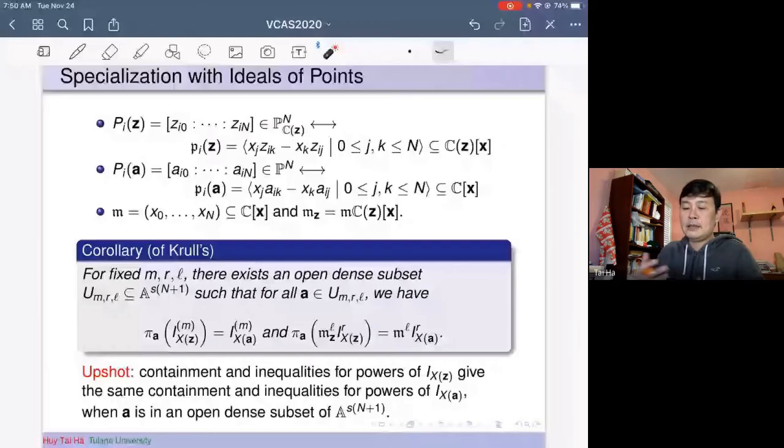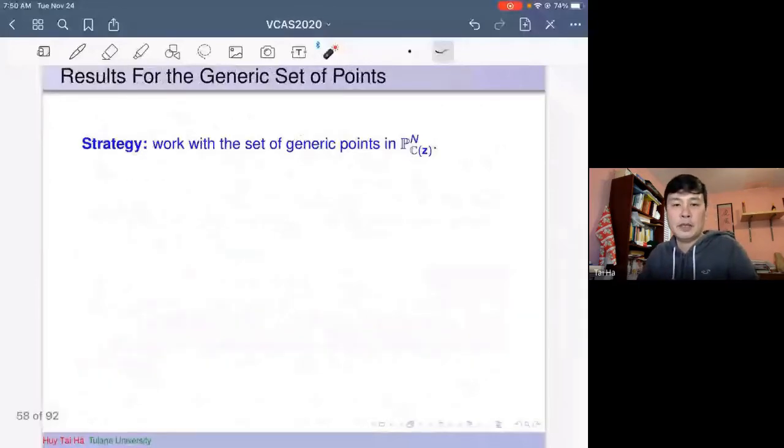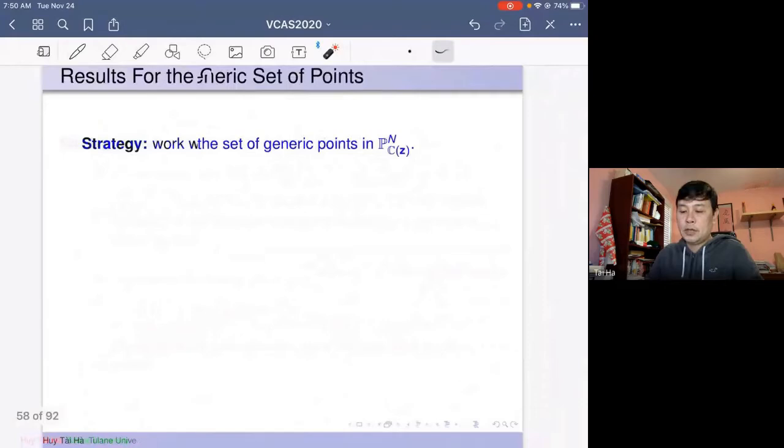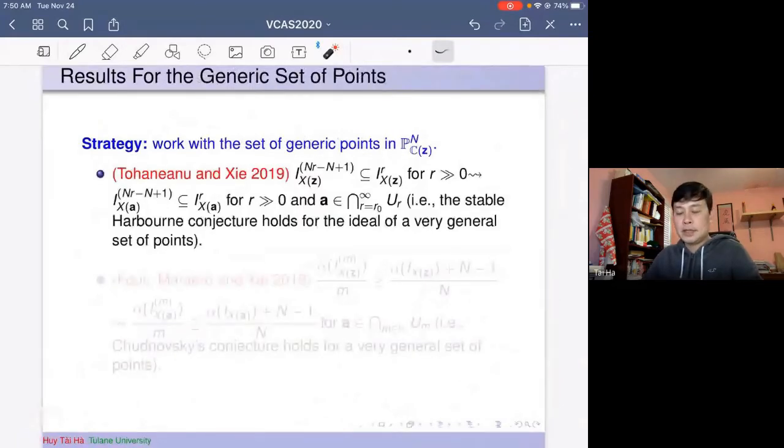Okay, and this is the strategy that has been used to prove containments and inequalities. Specifically, Tohaneanu and Xie in 2019 proved that if you look at the ideals for the generic set of points, we have these containments for r big enough. And so when you specialize down, you get this containment for r big enough, which is the stable Harbourne conjecture.